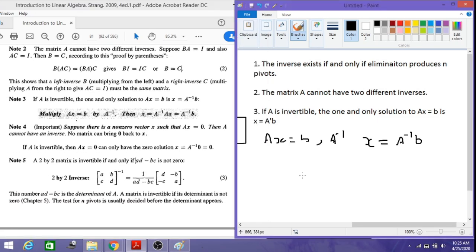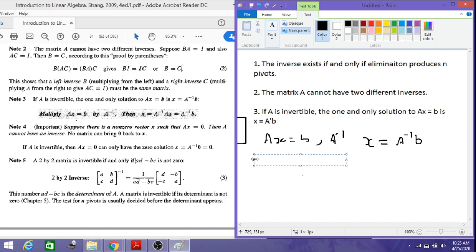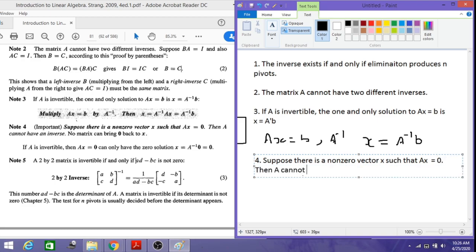So next, the fourth point is that suppose there is a non-zero vector x such that Ax equal to 0, then A cannot have an inverse. So it means if the right hand side is equal to 0 with a non-zero x, then A cannot have its inverse. So that is what it means.